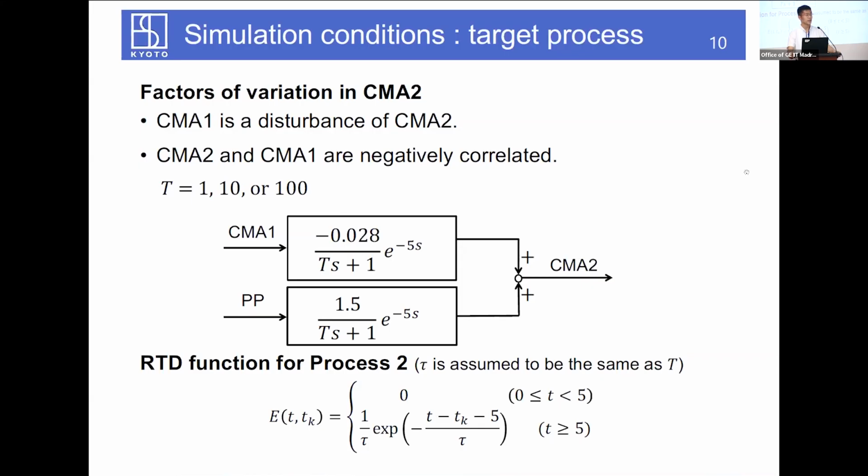Next, let's look at the RTD function of process 2. The equation shown at the bottom is the RTD function for material fed into process 2 at time tk. The parameter tau is assumed to have the same value as the time constant T, and three values of 1, 10, and 100 were used in the simulation.